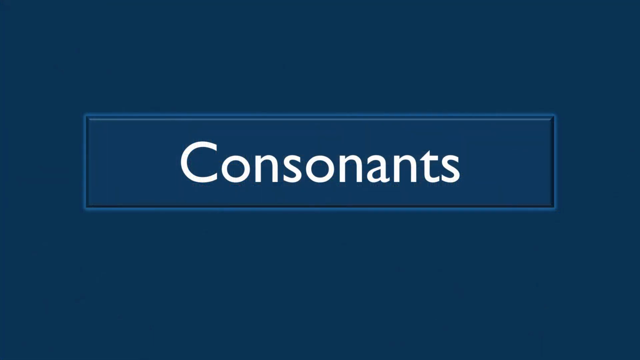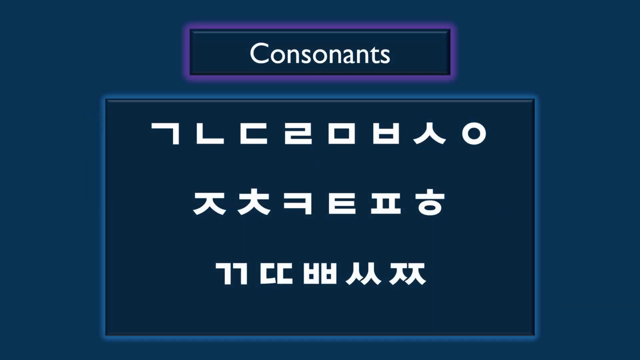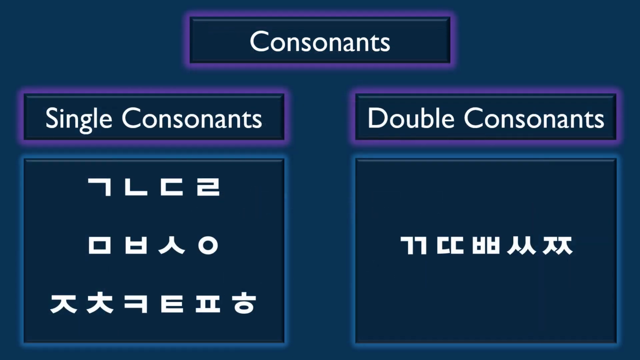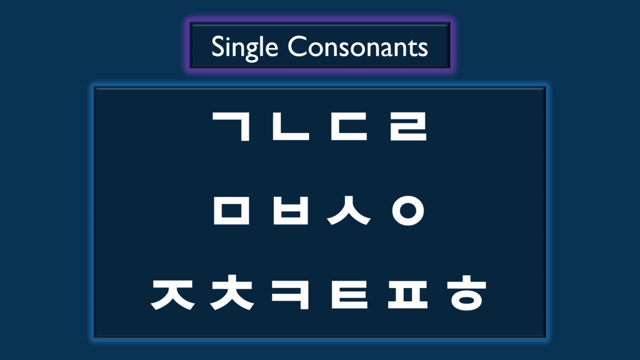Let us begin with the consonants. We have learned earlier that the Korean language has 19 consonants. There are two kinds of consonants, the single consonants and the double consonants. Single consonants: there are 14 single consonants. I will introduce them to you one by one with some words that begin with the single consonant being currently introduced.